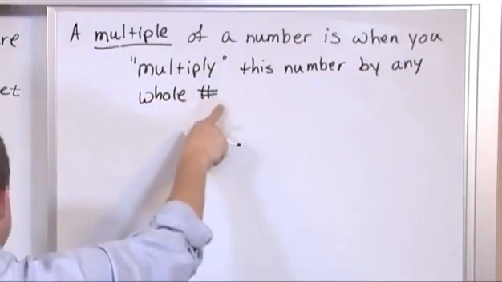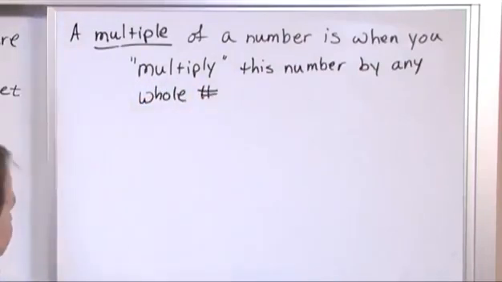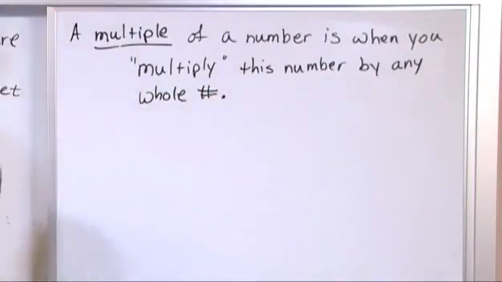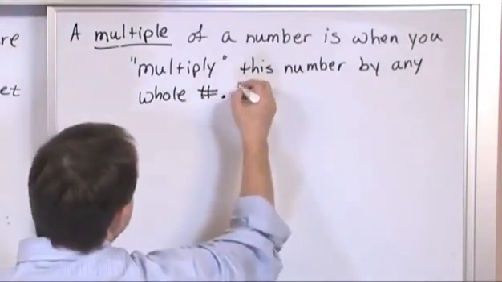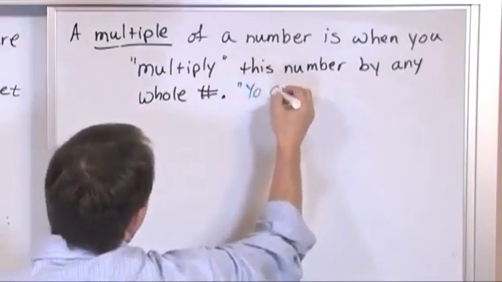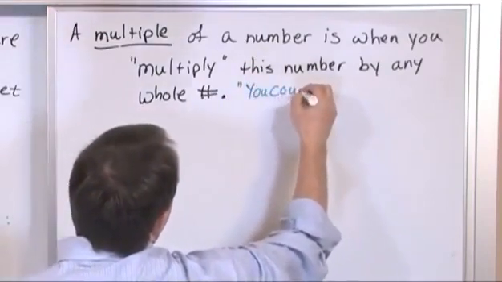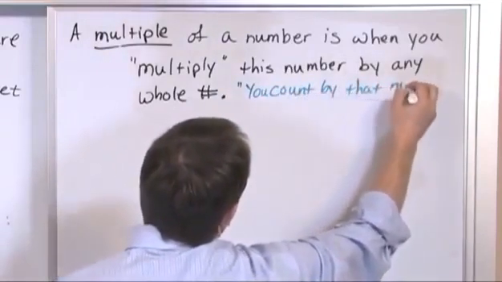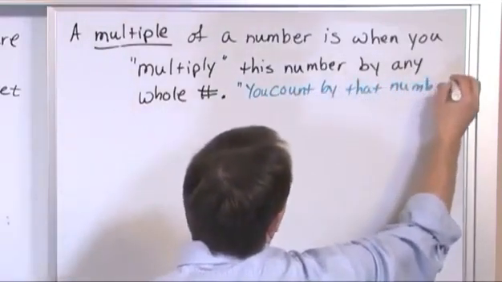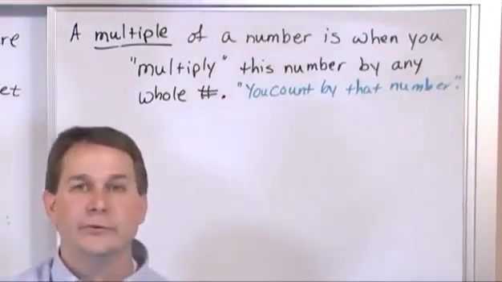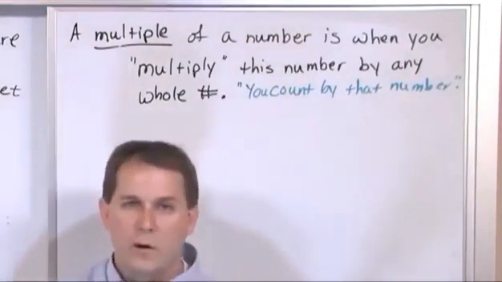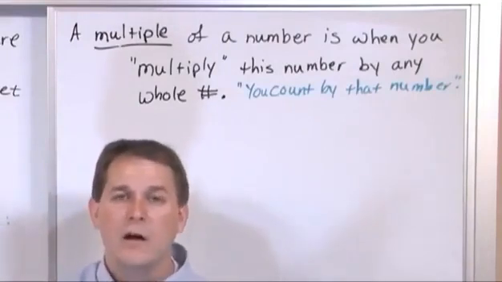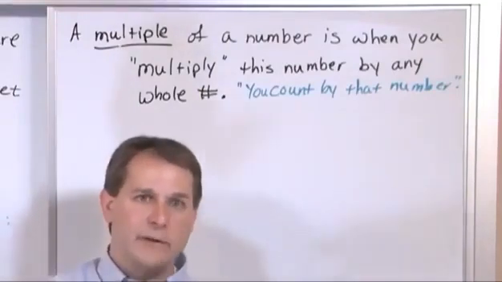Whole number. In other words, another way to say this is you "count by that number." So let me write that down. You'll understand why in a second. All of you learned a long time ago, how do you count by twos? 2, 4, 6, 8, 10, 12, 14, 16, right? You're doing multiples. That's what multiples are, when you start counting by the base number that you have.